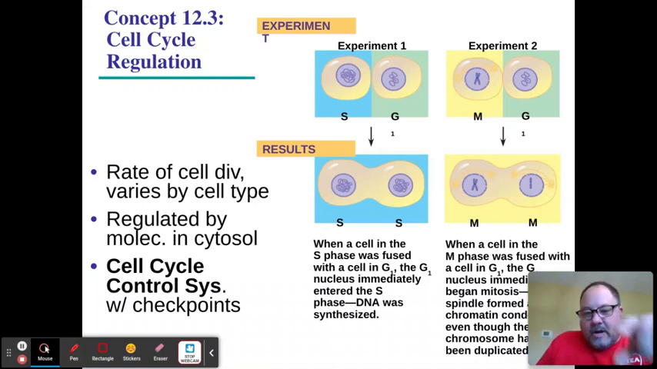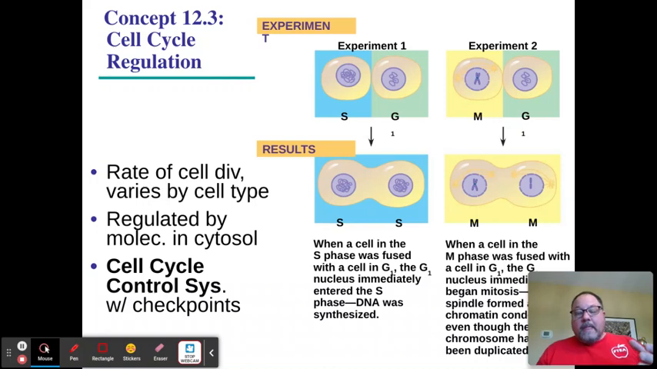So if you look at experiment one, you can take a cell that's in G1. G1 is gap one. That's when it's growing, making proteins, doing its thing. S phase, S stands for synthesis of DNA. So that's where DNA is copied. And what they found is when you take those two different cells and fuse their membranes, so they share their cytoplasmic contents, lo and behold, that cell that was in G1 will automatically switch to S phase.